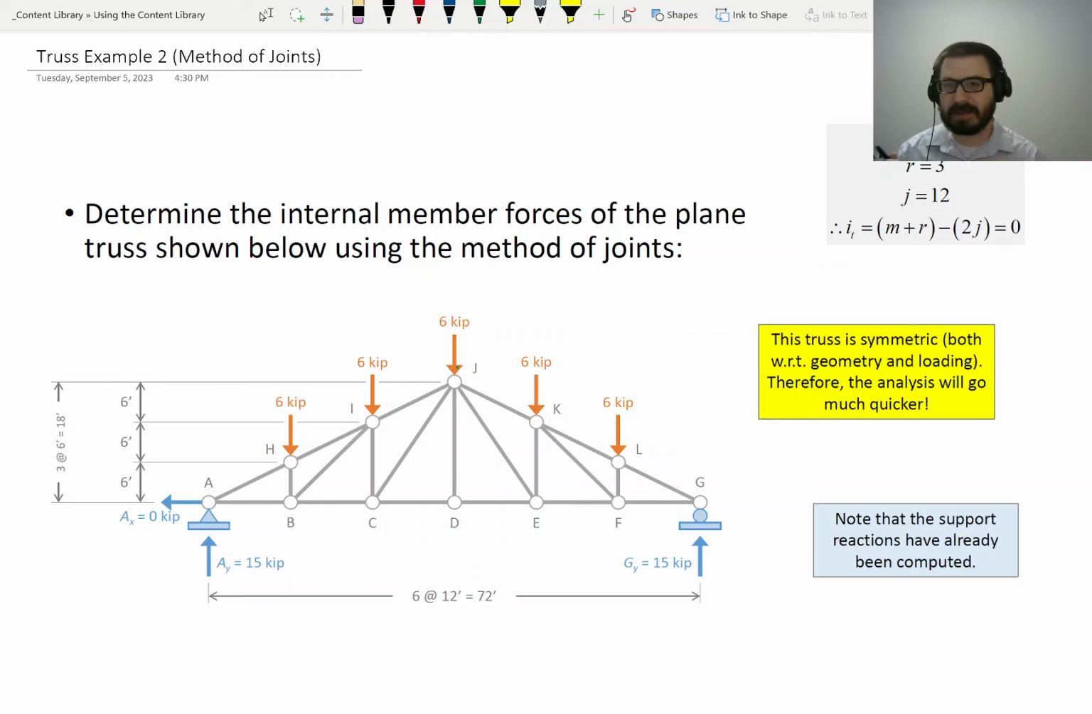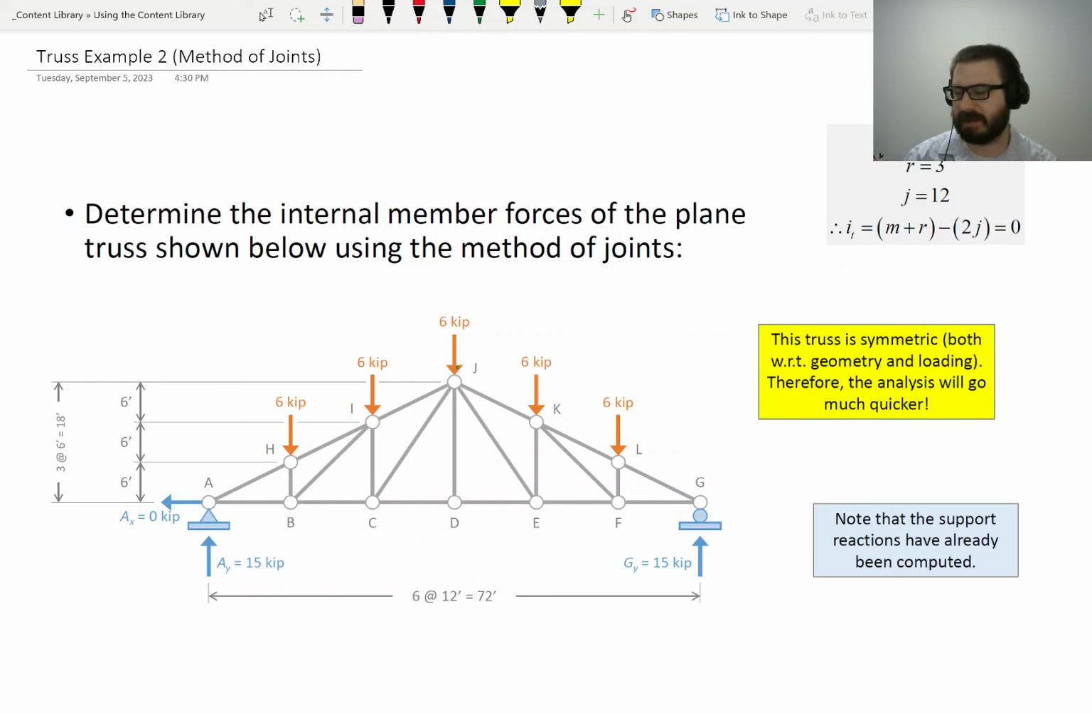So first off, to be clear, that principle wouldn't hold if I got rid of one of these loads, like the load at K. If I just deleted that, then I would have to analyze the entire structure, okay? But I am including a truss that is symmetric with respect to geometry and loading because it is fairly common in the real world. That's not to say that's always the case, but usually engineers try to exhibit symmetry when they can. This would be an example of a structure that we would try and employ in the real world.